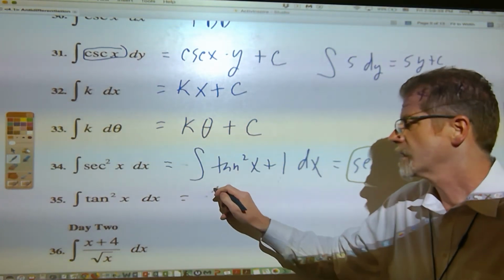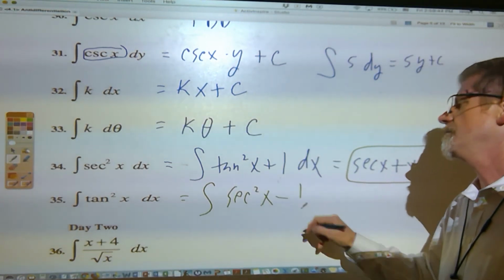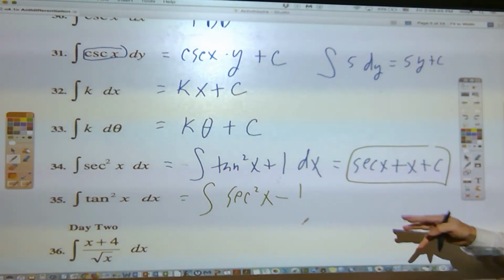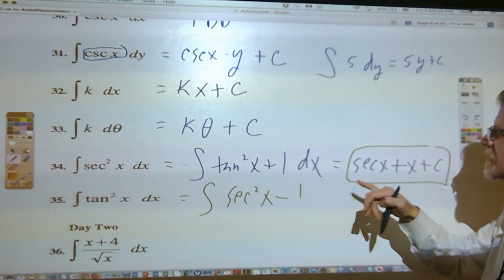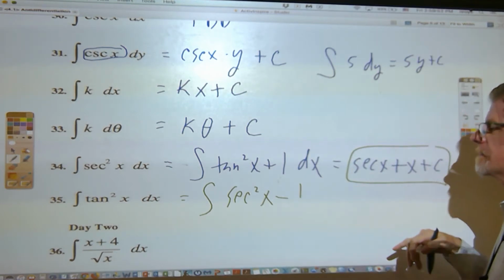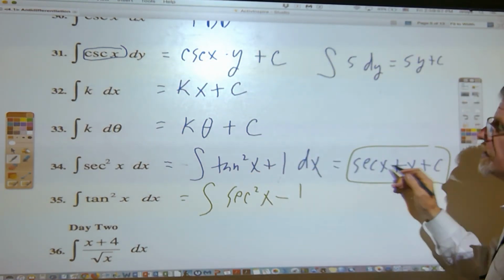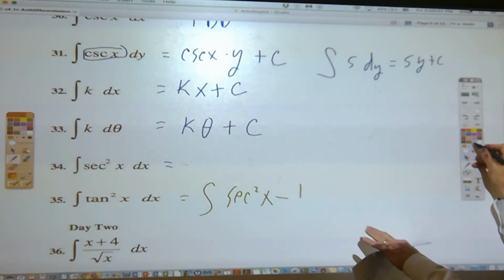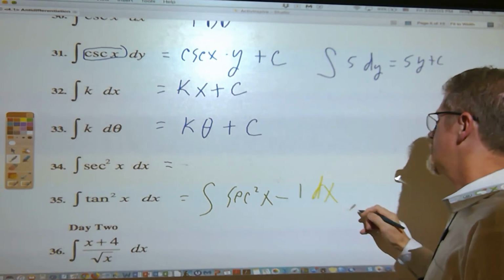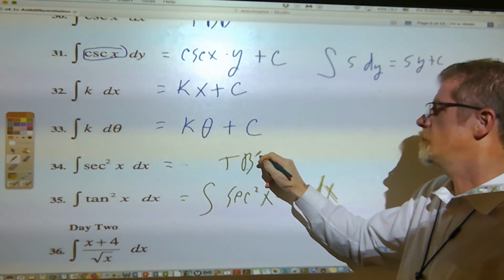And likewise, tangent squared x is secant squared x minus, sorry about that. I was thinking number 35. Number 34, no. We don't know because the derivative of secant x is not tangent squared. The derivative of tangent is secant squared, but this one is TBD. So I was ahead of myself. Just hang with me here. Let's wrap this one up. 34 cannot be done. We don't know that one.